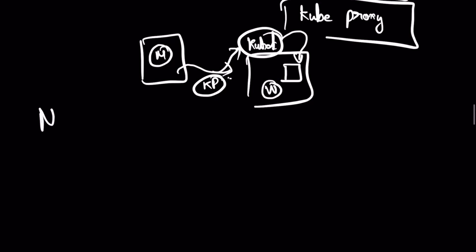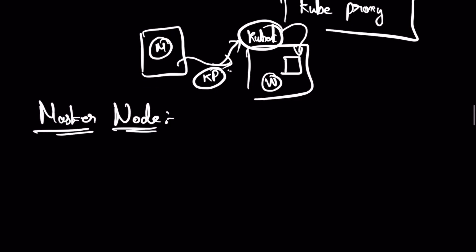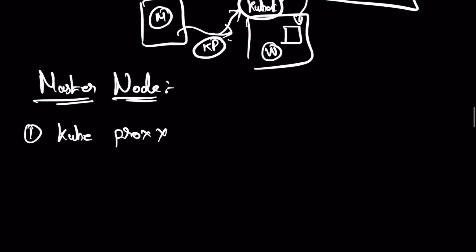Now let's head over to master node. So since the master node needs to communicate with the worker node, what is required? A kubeproxy is required. So using this only, we would be able to communicate with all the other worker nodes. And the next one is container runtime again.